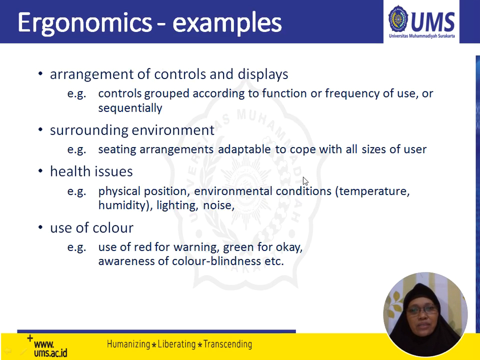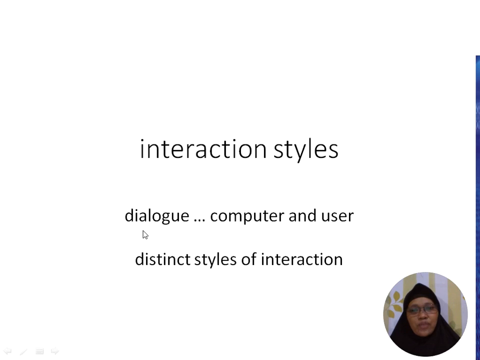The example you can solve about the arrangement of control and display is like to make our ergonomics: surrounding environment, health issues, and use of color is the example of how to make ergonomic interaction. It depends on our physical human to interact with the computer, right?